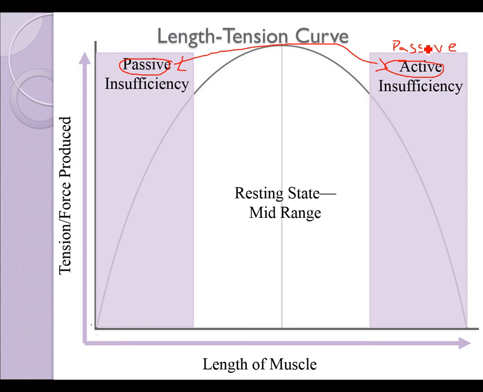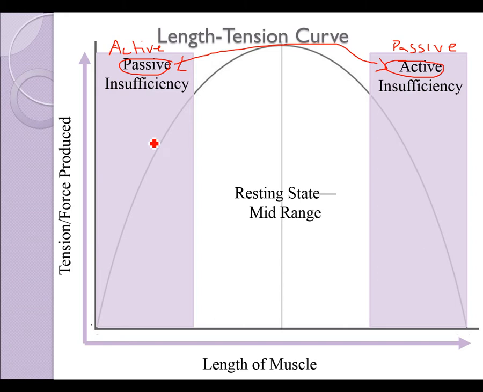Because the muscle is all the way stretched out, we are not able to produce that much force because it is too stretched out. There is not enough actin and myosin overlap, so low force is produced. Then over here we have our active, where this is at end range, where there is too much actin and myosin overlap. The muscle is too short, and we're not able to produce a lot of force because there is too much overlap.